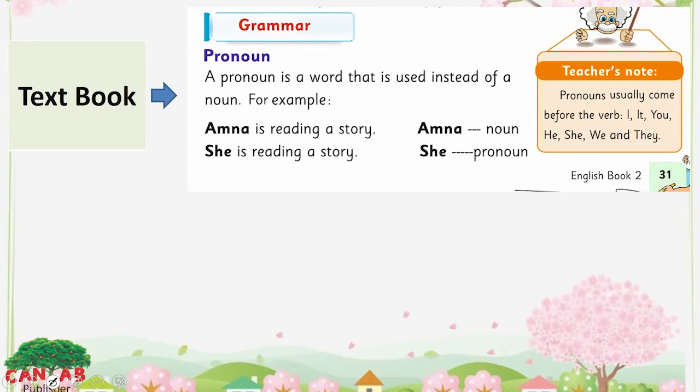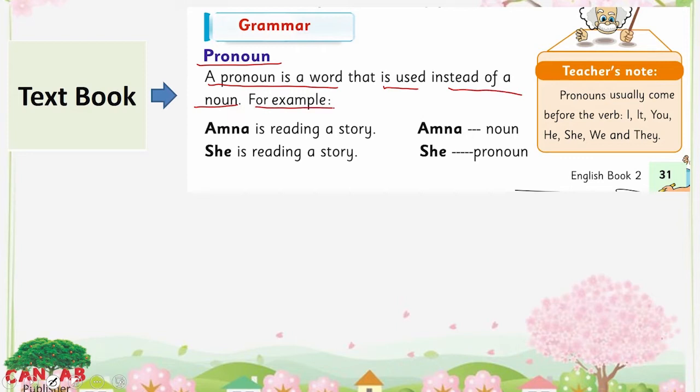Dear students, in this lesson we are going to discuss the pronouns with examples. I know you are familiar with the pronouns. Pronoun is a part of speech which replaces the noun. Noun names a person, place, or thing. Look here, the page number 31 of your textbook, pronoun. A pronoun is a word that is used instead of a noun.